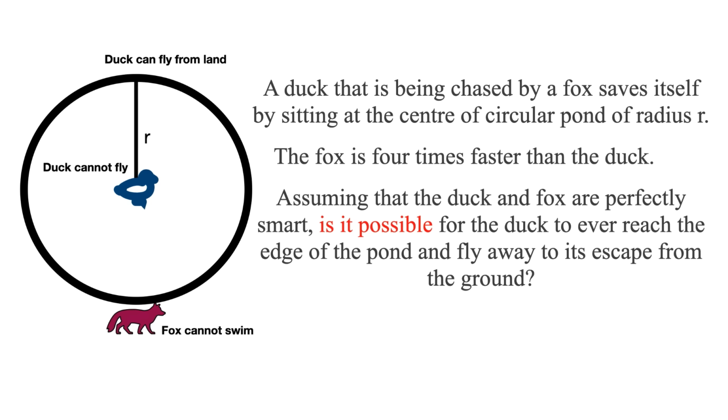Let me repeat the puzzle. A duck that is being chased by a fox saves itself by sitting at the center of a circular pond of radius r. The duck can fly from land but cannot fly from the water. Furthermore, the fox cannot swim. The fox is 4 times faster than the duck, assuming that the duck and fox are perfectly smart. Is it possible for the duck to ever reach the edge of the pond and fly away to its escape from the ground?